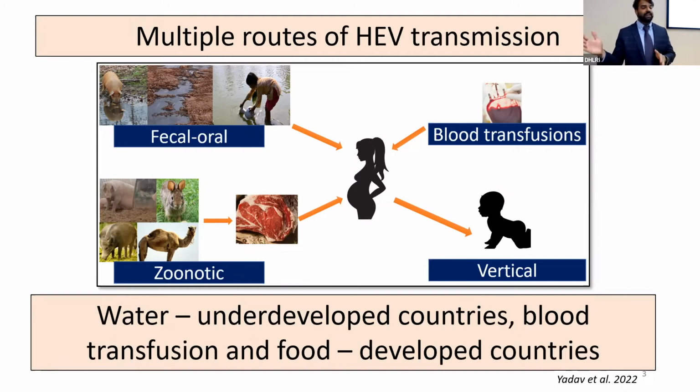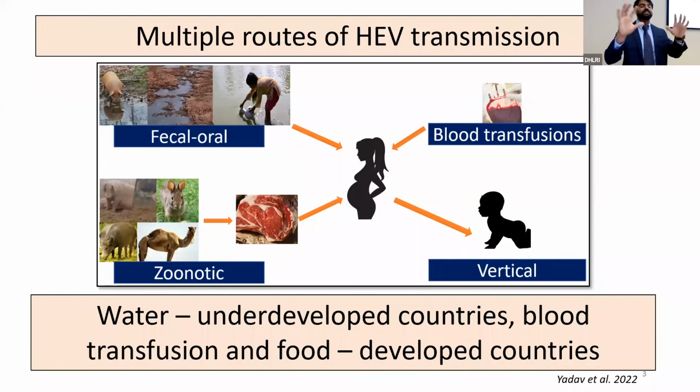And on the right side, what about the developed countries? In the developed countries, the transmission route is through blood transfusion and also through contaminated meat products. So which meats can we get hepatitis E virus from? We can get it from pig, pork, rabbit meat, and camel meat.